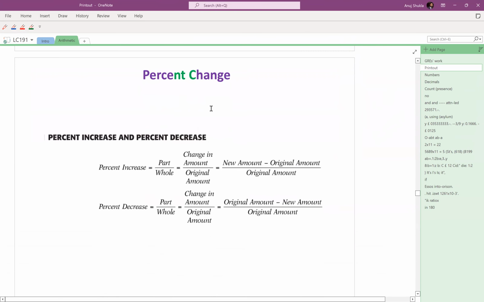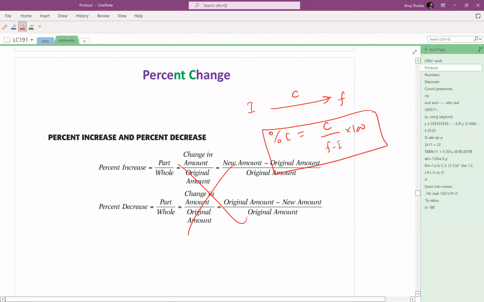How do you find the percentage change? Look at this one. Suppose this is the initial quantity, this is the final quantity, and this is the change. Then the percentage change is equal to change divided by final minus initial into 100. This is the percentage change.